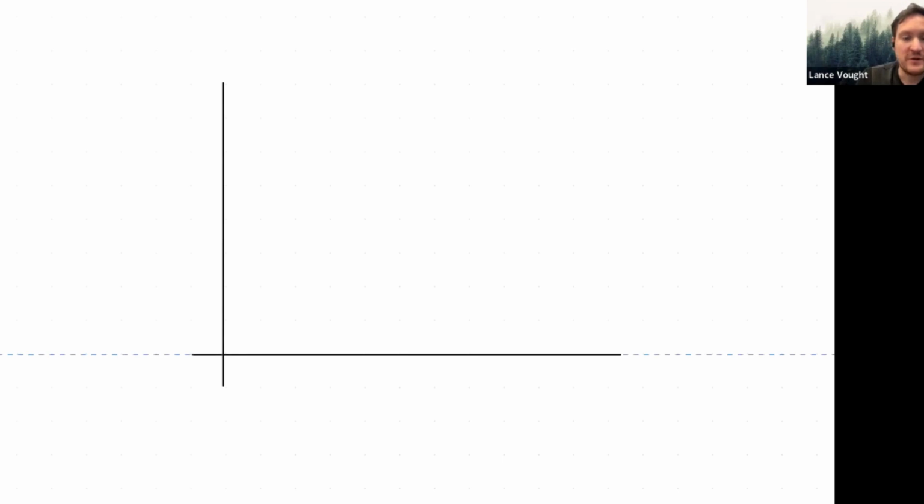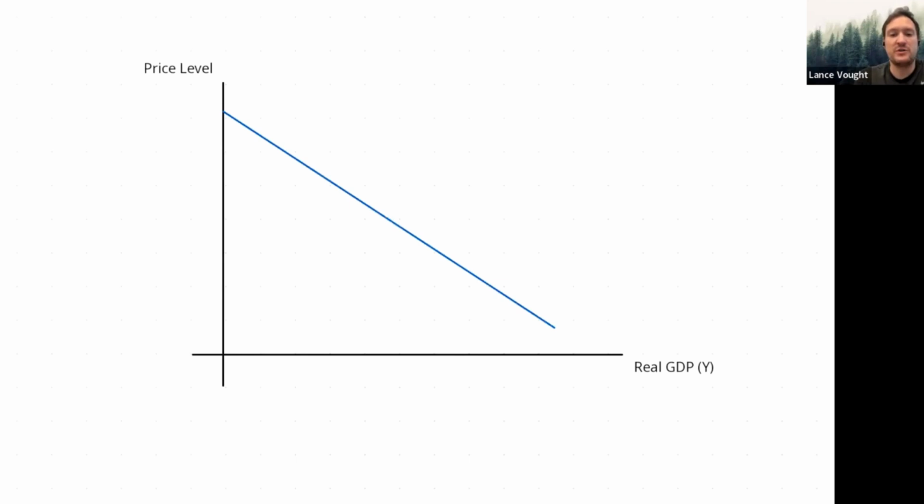So remember, for our aggregate demand, aggregate supply model, GDP or Y, real GDP, is our horizontal or x-axis, and then price level, which could be CPI or something like that, is our vertical or y-axis measurement. So we'll have a downward sloping aggregate demand curve. Remember, this includes all goods and services demanded in the domestic US economy.